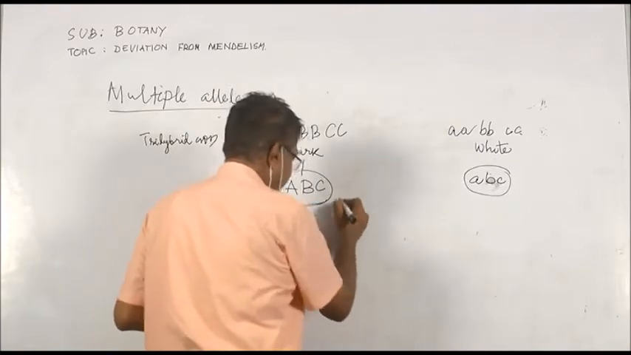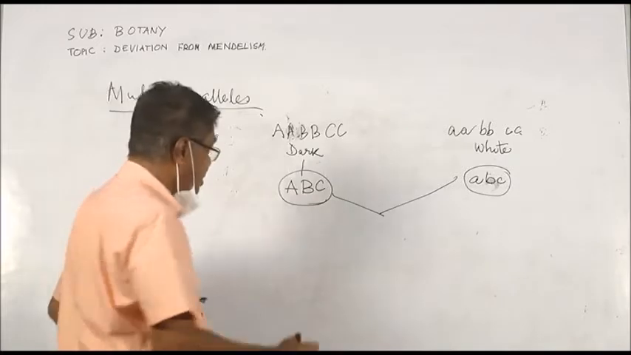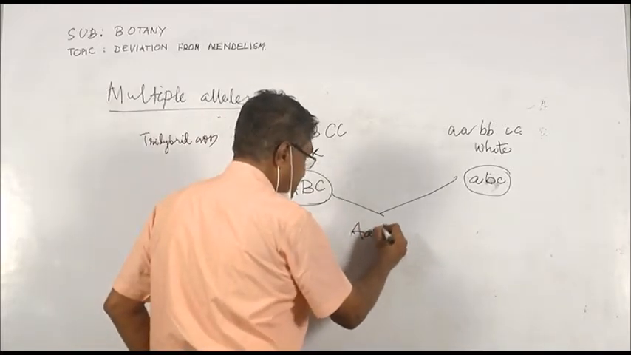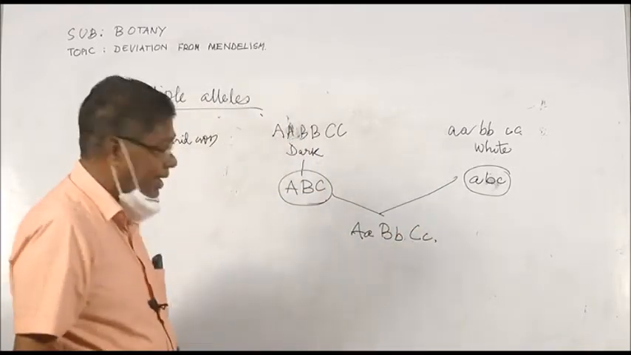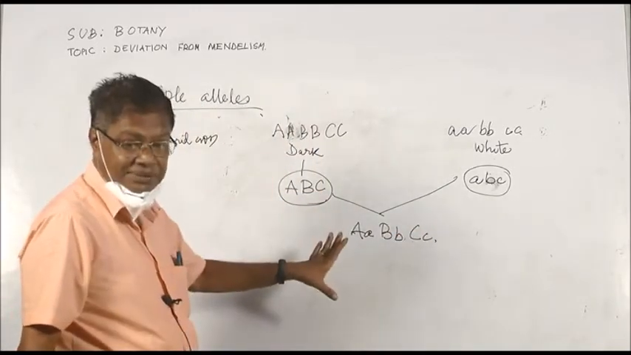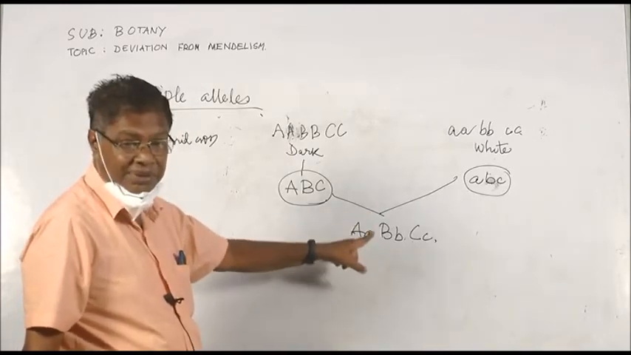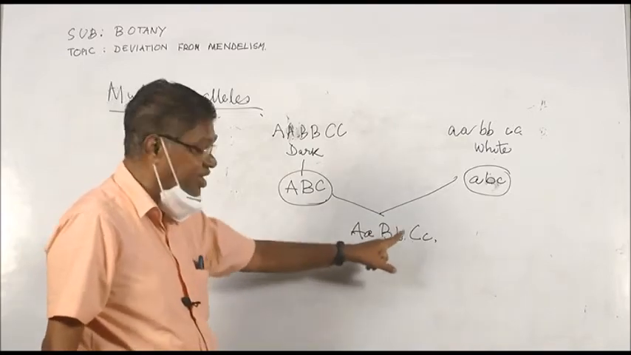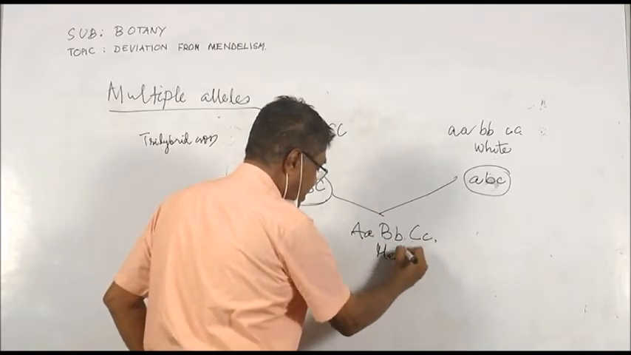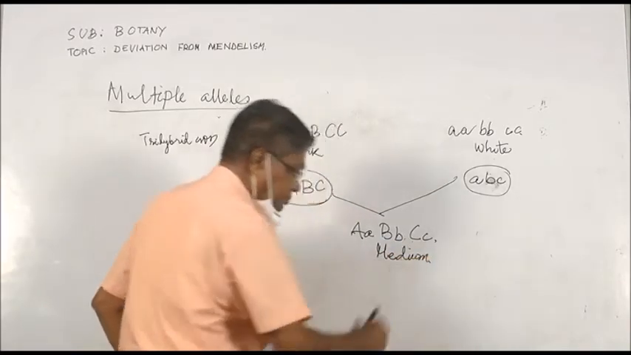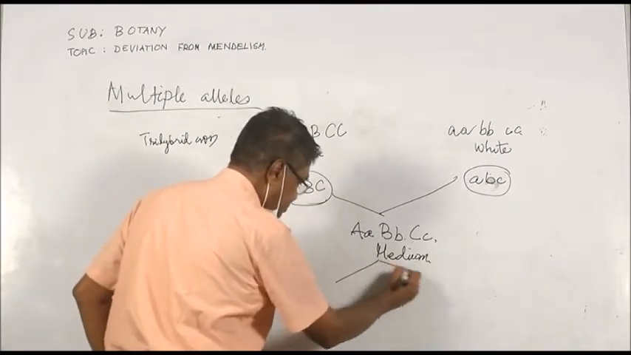Now when they come together, you will find capital A, small a, capital B, small b and capital C, small c. Now here we find that there is 50% dominant genes and there are 50% recessive genes. So here the skin color will be medium. Now this will give us how many gametes?